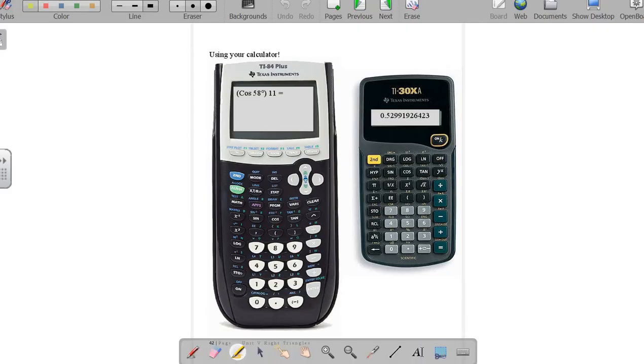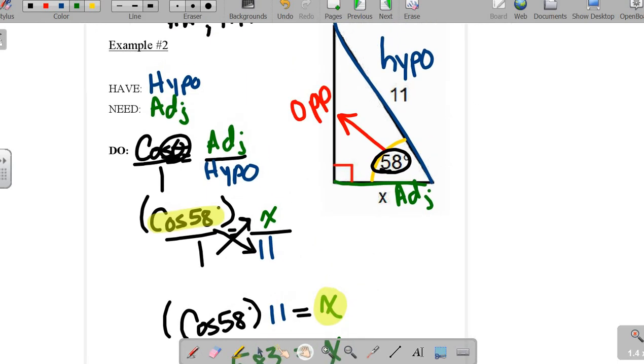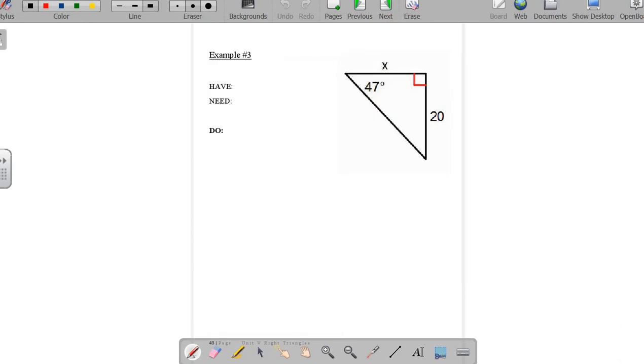So we go here, and our x is 5.83. We look up here and say, does that make sense? Well, the hypo is 11, so we can't be greater than 11. So yeah, that makes sense. Okay, we're going to do one more together. Just one more, and you're going to be fine. Ready? This one.